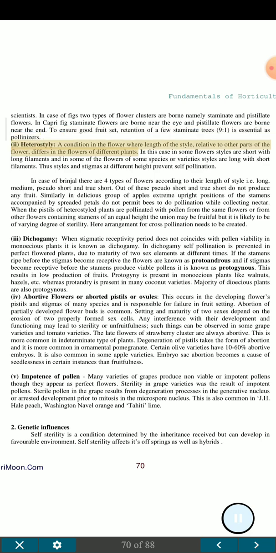D. Heterostyly. A condition in the flower where the length of the style, relative to other parts of the flower, differs in the flowers of different plants. In this case, in some flowers styles are short with long filaments, and in some flowers of some species or varieties styles are long with short filaments. The styles and stigmas at different heights prevent self-pollination.